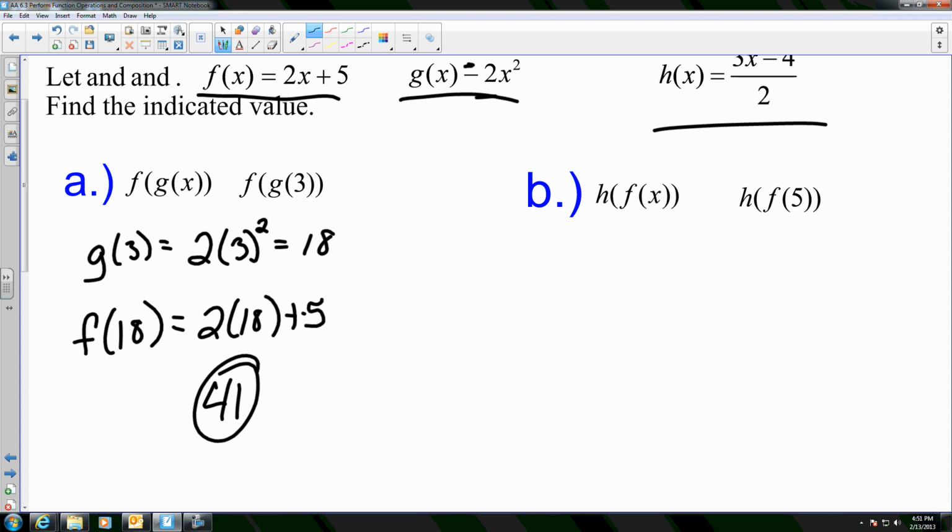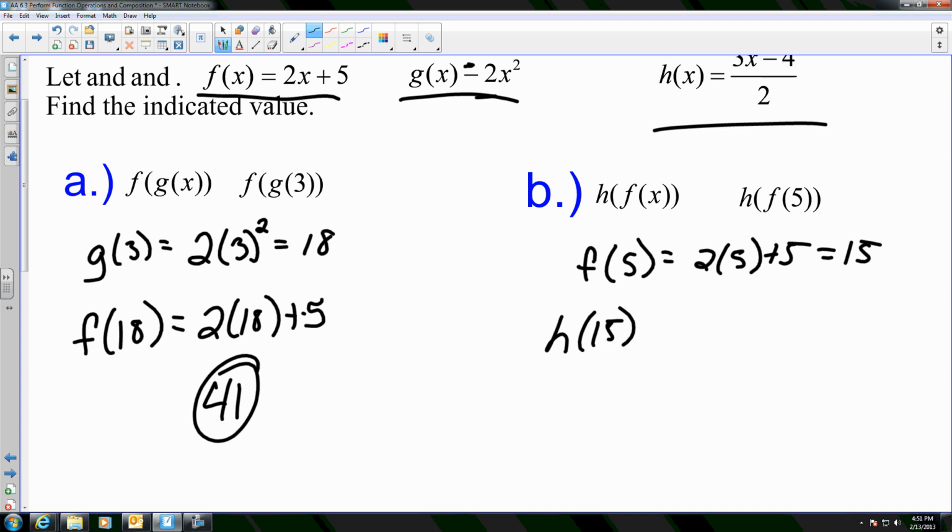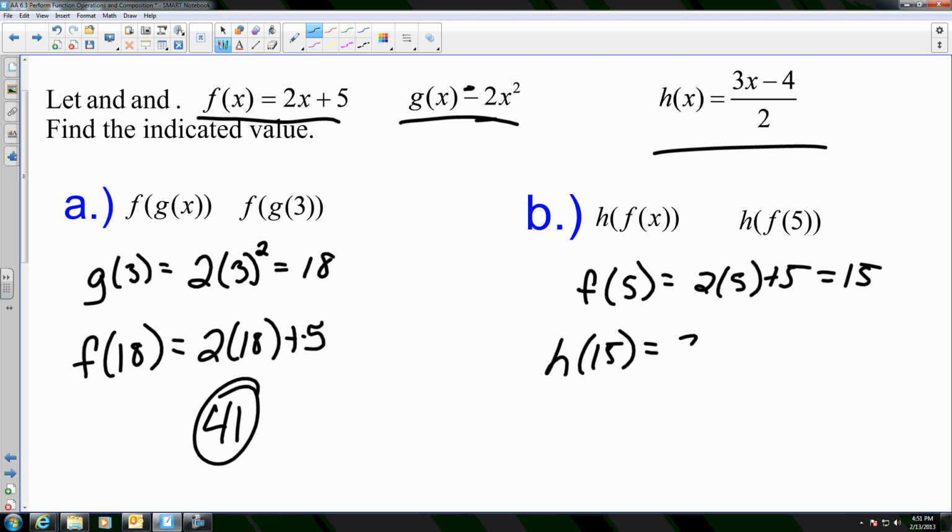Looking at b, the first thing I'm going to do is find out what f of 5 equals. So now I just got 2 times 5 plus 5, which equals 15. So now I want to find what h of 15 is. That is up here, so I'm just going to say 3 times 15 minus 4, all divided by 2. And evaluating that, that gives me 41/2.